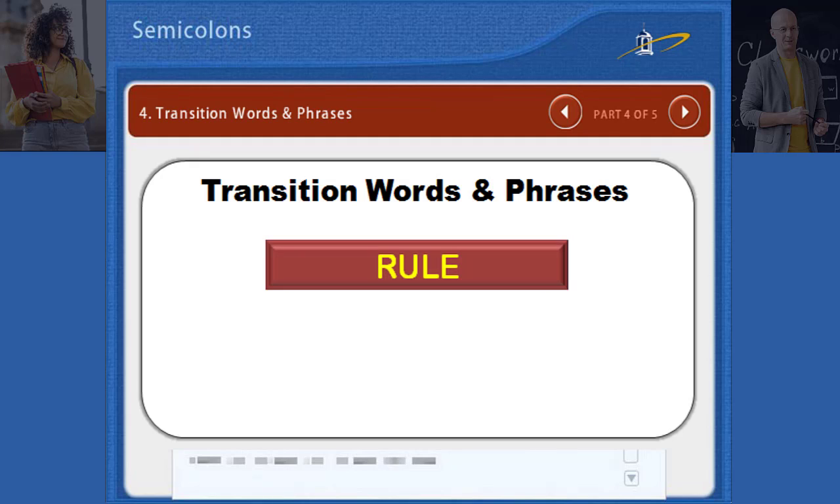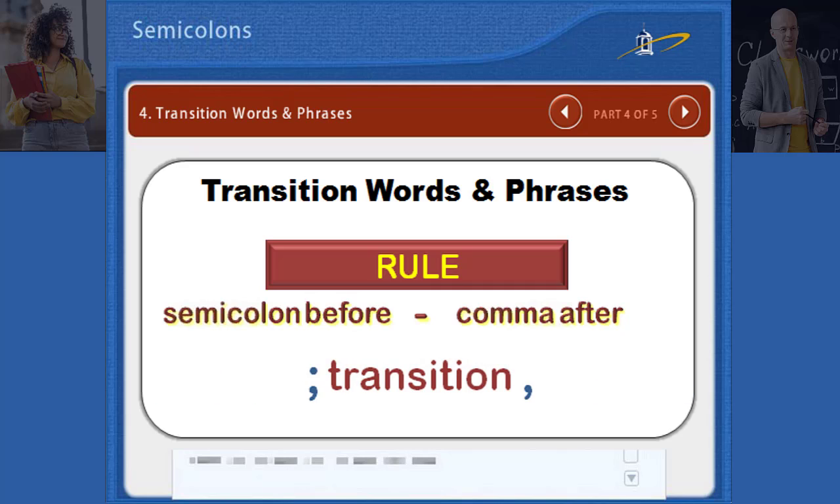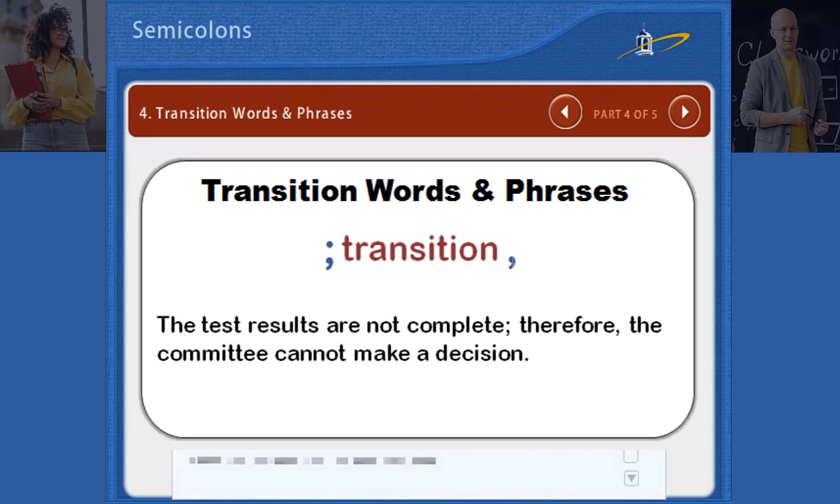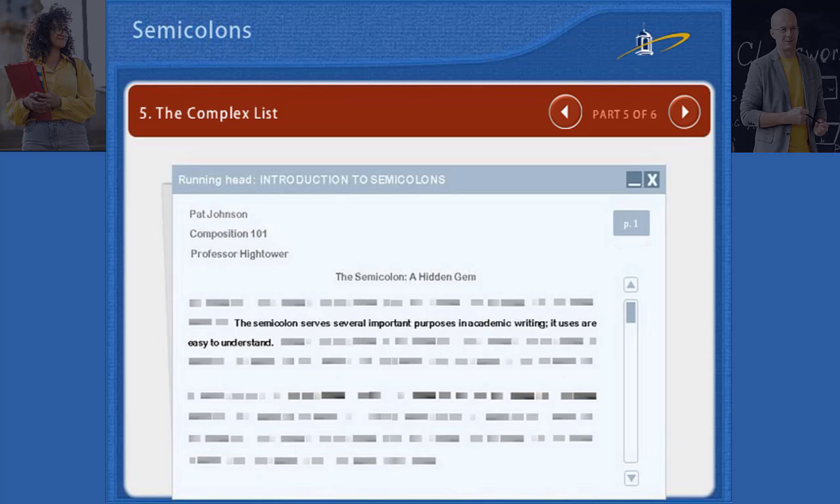A simple rule, really. When a transition is used between two sentences, place a semicolon before the transition and a comma after it. Here's an example. The test results are not complete; therefore, the committee cannot make a decision. You see, a semicolon comes before therefore and a comma after it. So a comma always goes after a transition? Pretty much. Okay, I think I've got it. A semicolon brings two sentences together better than a period does.